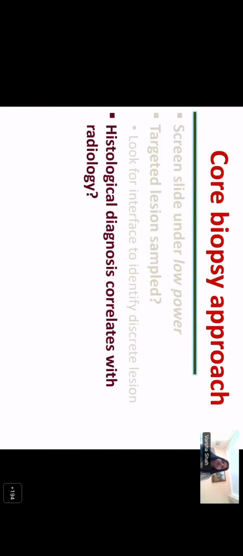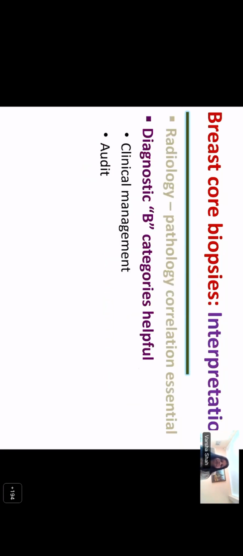Once you have looked at it and made up your mind that it looks like fibroadenoma, and you are happy, then see whether the histological diagnosis correlates with your radiological diagnosis. If the radiology is, say, R4 or R5, and you are calling it benign, then there is a discrepancy here. So it's a discordant diagnosis. Before you give the diagnosis, you have to think twice about what has gone wrong here. I will discuss that a little later.